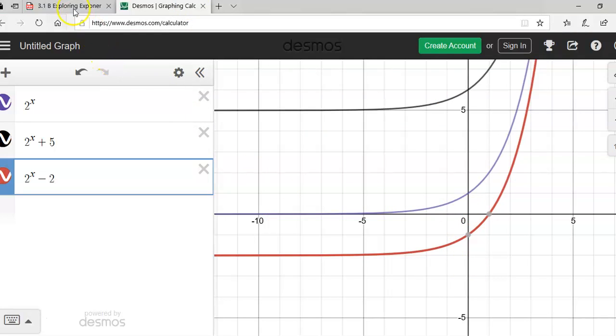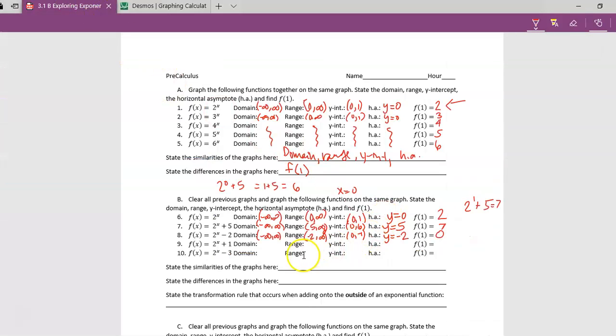It's right there. All right, so 2 to the x plus 1, I can just guess now what's going to happen. That's going to move everything up 1. So my domain, again, will not change. My range is going to go from 1 to infinity. My y-intercept, well, it started at 0, 1 for 2 to the x. Notice how when it went up 5, we added 5 to this. When it went down 2, we subtracted 2. This one's going up 1, we'll add 1 to that, so it'll be at 0, 2.